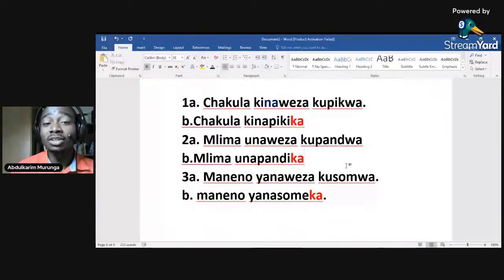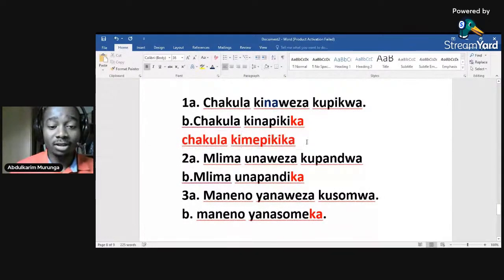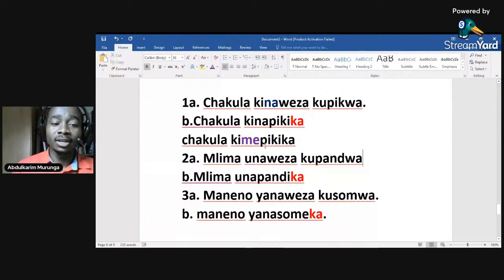So when you have done this action and you see the action was done with ease, it was able to be done. So when you're reporting this sentence, you will use me instead of na. So here you see chakula kimepikika. Sawa? You see, when you say chakula kimepikika, it means this food has been cooked and it has been cooked well. There was no difficulty in cooking the food. But when you say kinapikika, it means it can be cooked. But this one kimepikika, you've already done the action and the action was a success.